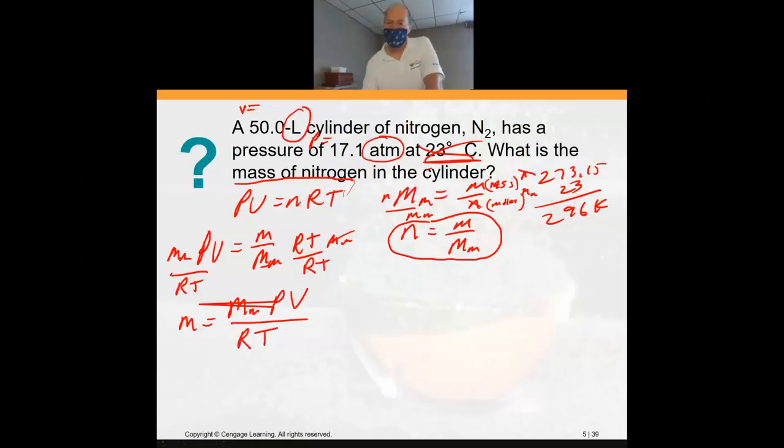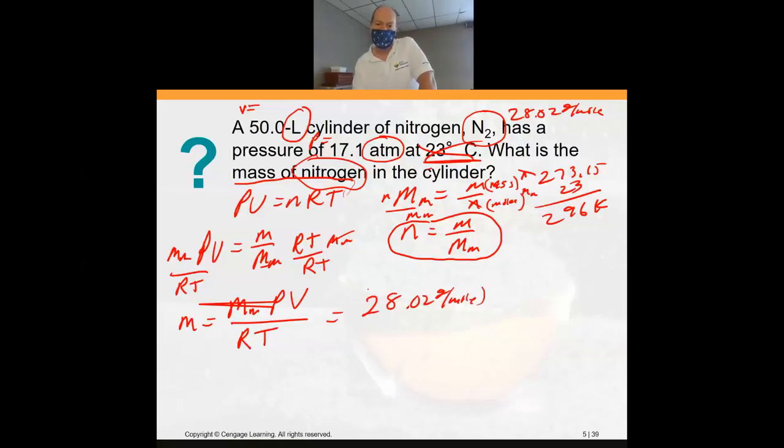All right, now again, this is N2. When you've got nitrogen and it says mass of nitrogen, not an atom of nitrogen, but actual nitrogen gas, N2 is your molar mass. And so you plug in your numbers. You have 28.02 grams per mole. You put in your pressure, which it gave you in the correct units, 17.1 atm. You plug in your volume, it gave you the correct units, 50 liters.